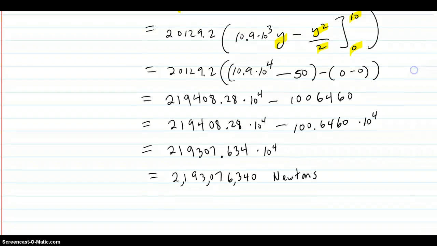Plug everything in. I went to this step right here, put the decimal place here, and multiplied by 10 to the fourth in order to get a 10 to the fourth and 10 to the fourth. So I could subtract the two front numbers in terms of the 10 to the fourth. Then I put the 10 to the fourth back on, and I have this many newtons of force on that plate.